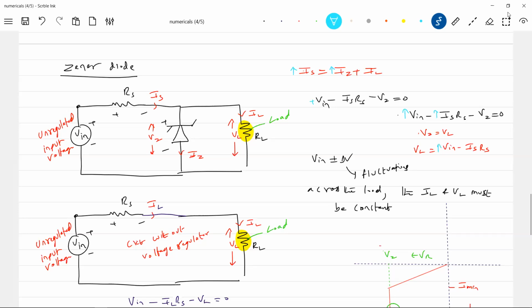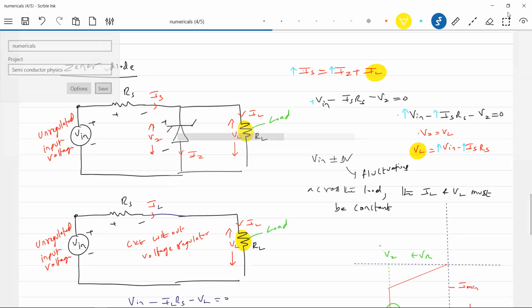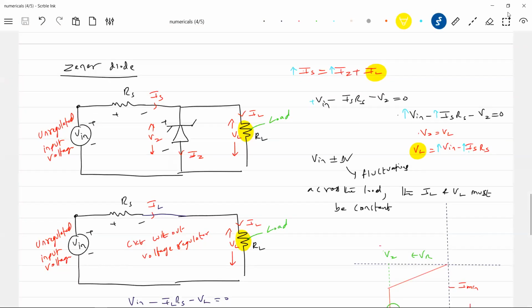Okay, look at now here. If V in increases, IS will increase, keeping VZ constant, so VL constant. And also here, if IS increases, IZ will increase, keeping IL constant. So this VL and IL are maintained constant, and that is what is needed. Who will do that? The Zener diode. This is the core idea. Rest all is applying KCL, KVL. Now we'll take one or two problems so that you'll get that flow. You'll understand. So this is the basic idea.